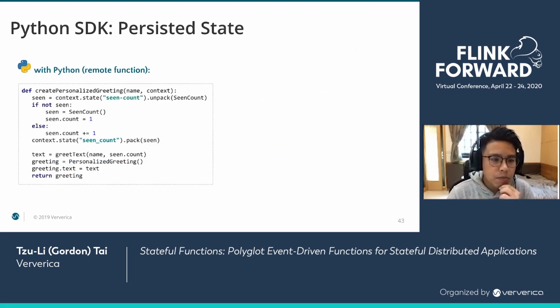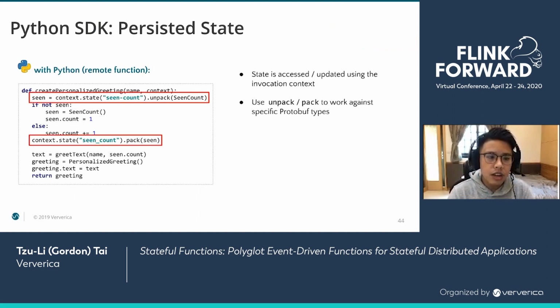Now, state persistence. With Python, the difference from the Java SDK to actually declare, access and update persisted state is that it is not via a field variable, but you do it via the invocation context, as you can see here. So context.state scene count gets the state of scene count, and then you can also set the state via the context. And as you can see here, underneath everything are protobuf Anys, but you can use these unpack and pack methods to work against specific protobuf types.